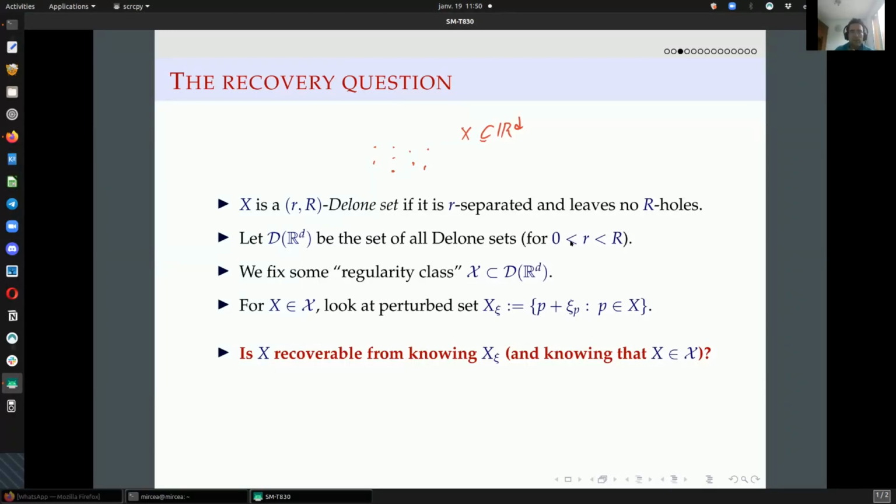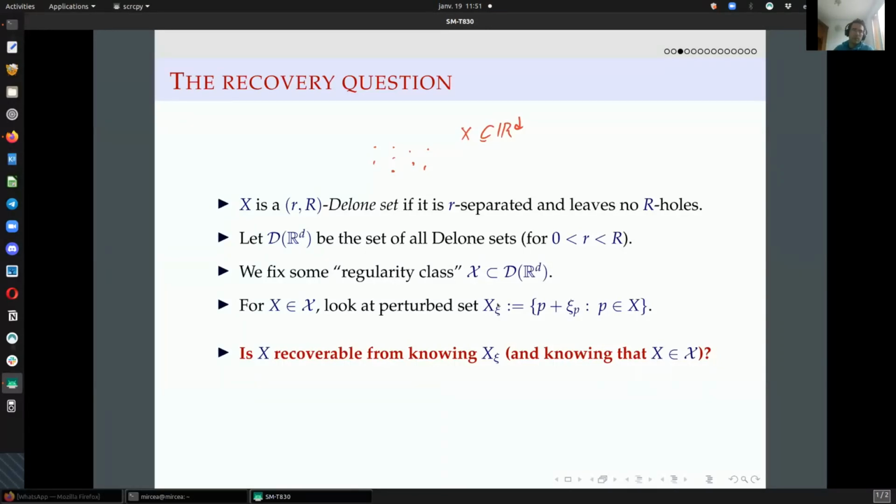So here I consider the set of all Delone sets for some choice of parameters, and then we are going to choose some kind of regularity class of sets in here. In general, this kind of problem works like that. For X in my nicer Delone set class, I'm going to look at perturbations of it. These perturbations in general will not be Delone sets, and they have the form that every point has a little change. So psi_p will be a perturbation of the point p. I perturb all the points in the set, and I get this set X_psi.